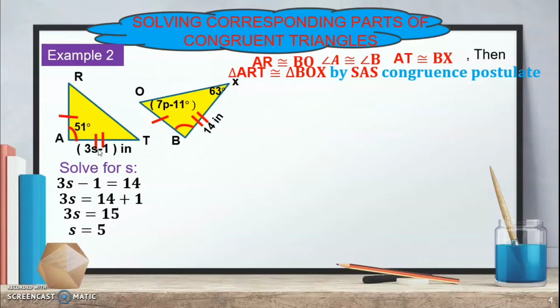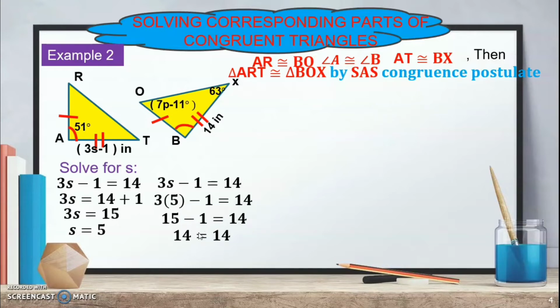So, we will check kung tama. 3S minus 1 is equal to 14. Kasi sabi, congruent sila or equal sila. So, tingnan natin kung totoong equal si 3S minus 1 and si 14. Isa-substitute lang natin ang value ng S. So, 3 times 5, which is the value of S, minus 1 is equal to 14. 3 times 5 equals 15, minus 1 is equal to 14. So, 14 is equal to 14. Tama yung answer natin na S. Chinek lang natin kung tama yung value ng S natin.